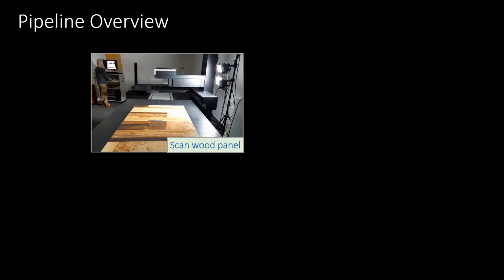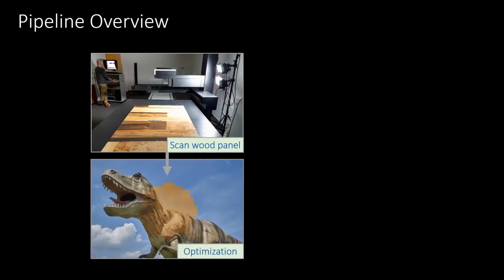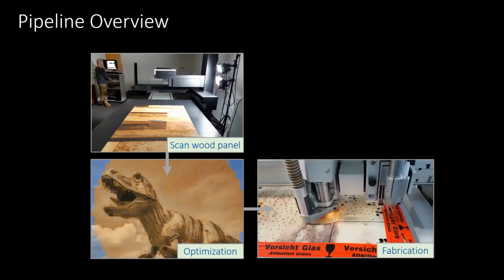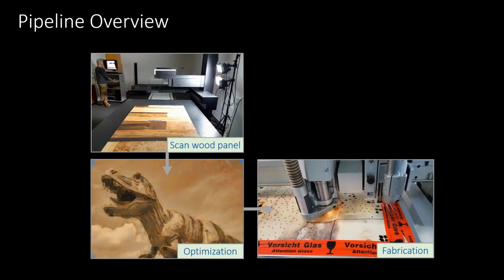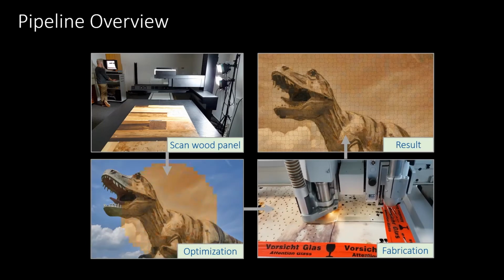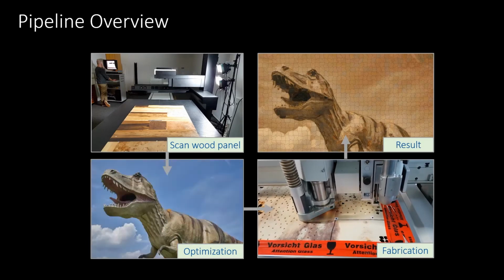We start by scanning panels that contain one or more types of real wood veneer. Using a target image and the scans as input, we run our algorithmic design pipeline to generate a cut pattern for the computational wood puzzle. The cut pattern is executed by a laser cutter to fabricate the individual puzzle pieces. Finally, the puzzle pieces are assembled, fixed, and a finish is applied.